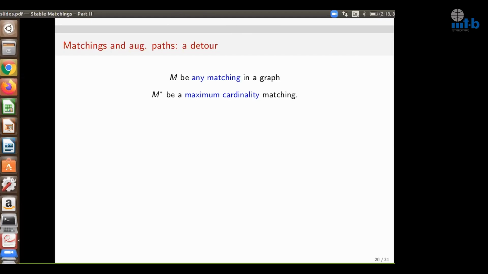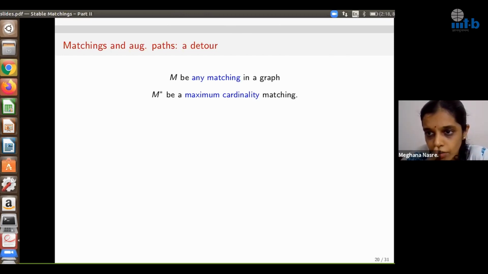Basically, the symmetric difference of M and M star will be those edges which belong to exactly one of them. Correct. So this is the definition of the symmetric difference with respect to two sets. M and M prime are in fact subsets of the edge set, so it applies to that. So it contains the set of edges that belong to exactly one of the matchings. If the edge does not belong to any of the matchings, we just discard it. If it belongs to both the matchings, we discard it.